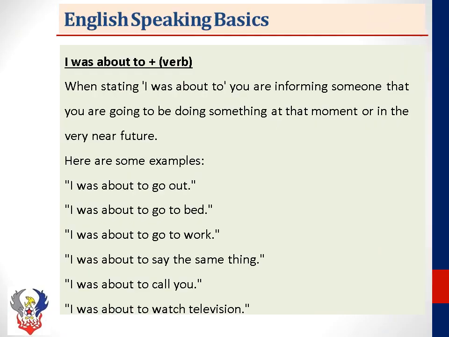I was about to plus verb. When stating I was about to, you are informing someone that you are going to be doing something at that moment or in the very near future. Here are some examples. I was about to go out. I was about to go to bed. I was about to go to work. I was about to say the same thing. I was about to call you. I was about to watch television.